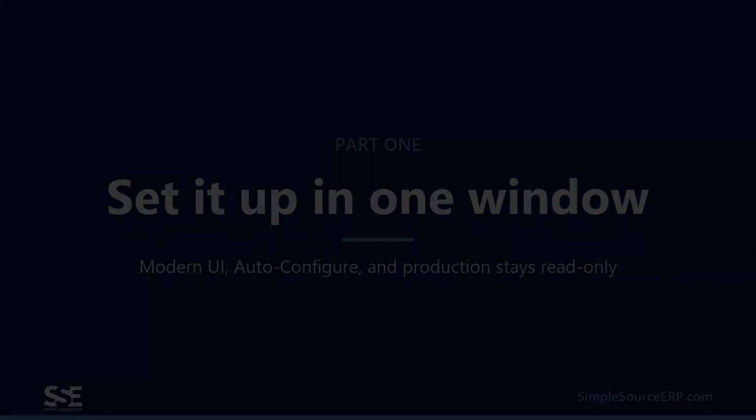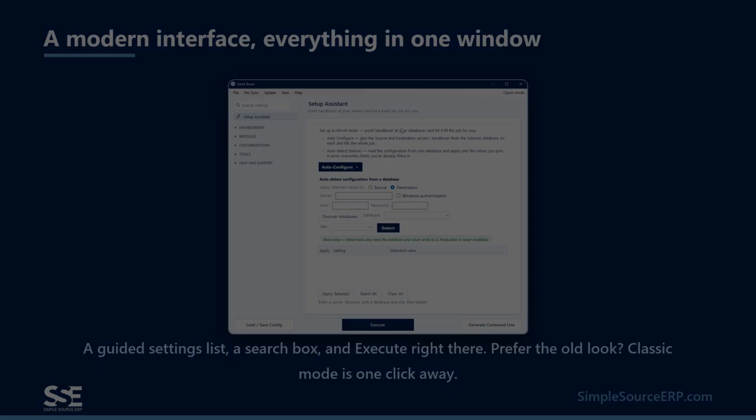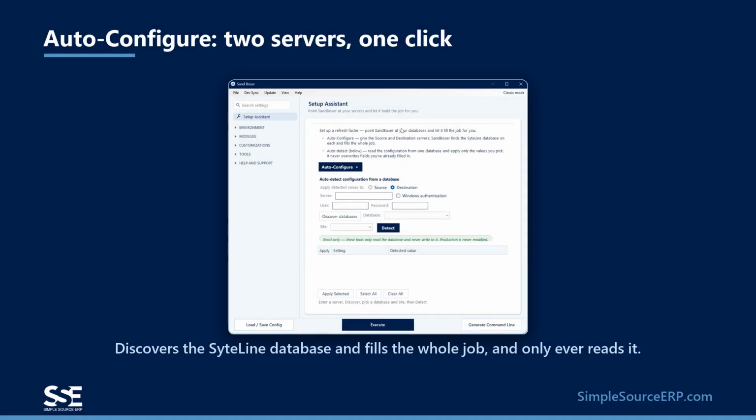First, setting it up. Here's the new SandBoxer. Everything lives in one window now, with a simple list of settings down the side and a search box to jump straight to any of them. It's clean, it's guided, and if you like the old layout, classic mode is one click away. But you may never need it. This is the part people fall in love with.